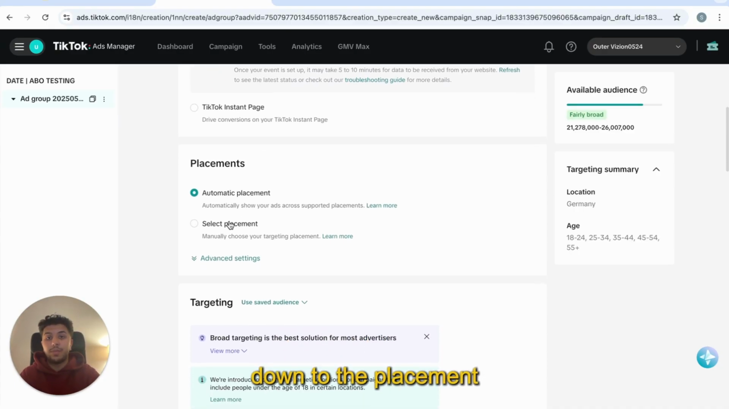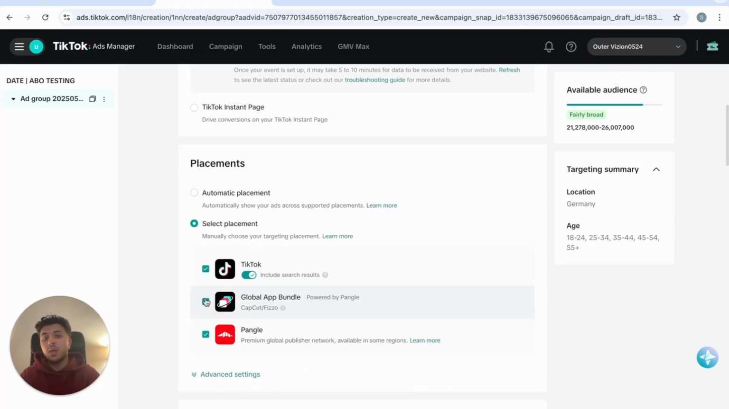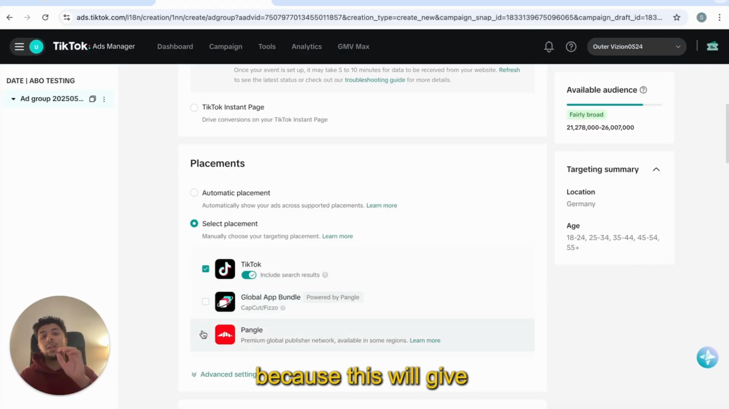When it comes now to the placement, just go and select placement, turn off global and panel, because this will give you a lot of traffic, which are most likely bots.